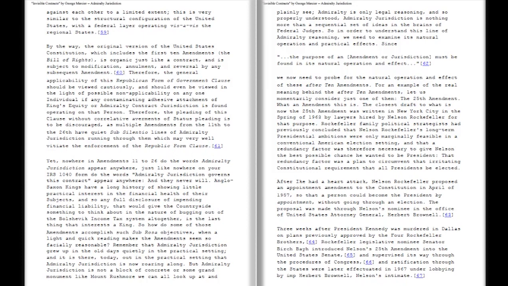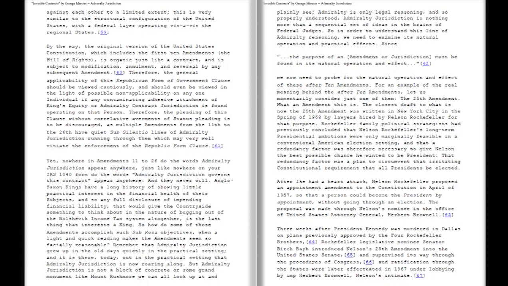Admiralty is only legal reasoning, and so, properly understood, admiralty jurisdiction is nothing more than a sequential set of ideas in the brains of federal judges. So in order to understand this line of admiralty reasoning, we need to examine its natural operation and practical effects. Since the purpose of an amendment or jurisdiction must be found in its natural operation and effect. 62. We now need to probe for the natural operation and effect of these after 10 amendments.